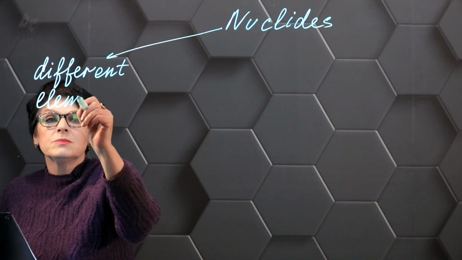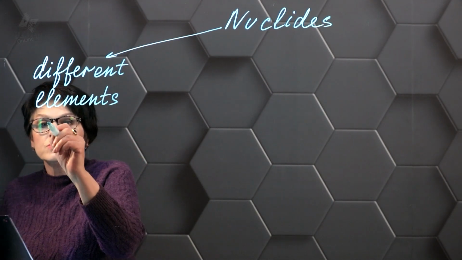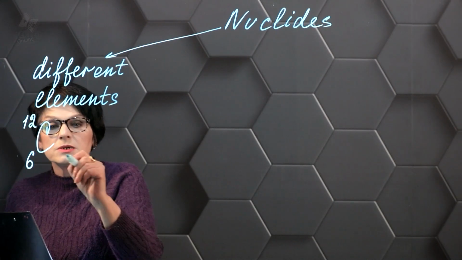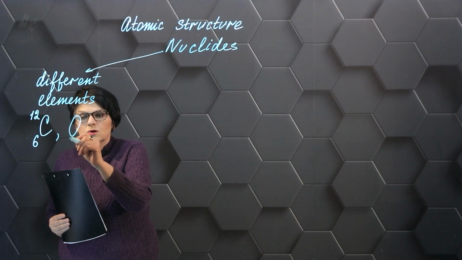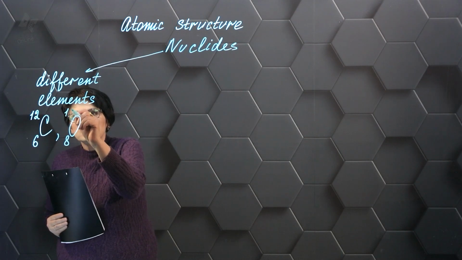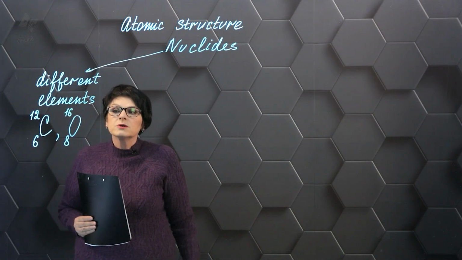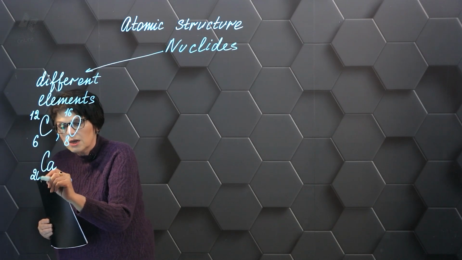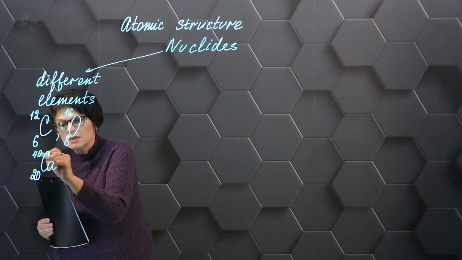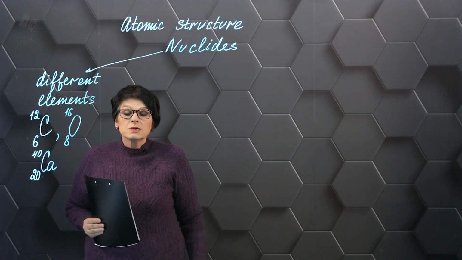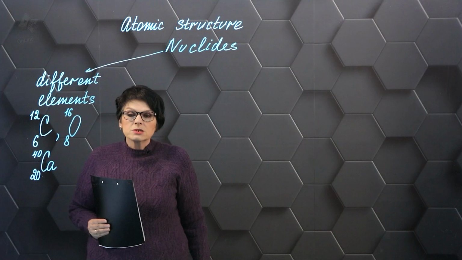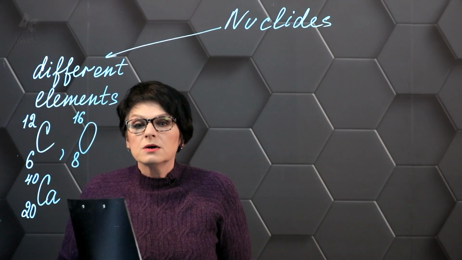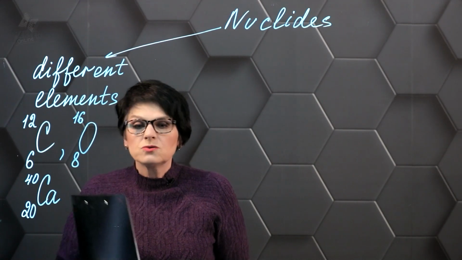Different chemical elements. For example, it could be carbon, which is number 6 and has a mass of 12. Or for example, the element oxygen, which has the number 8 and has, for example, an isotope of 16. Or for example, calcium, which has an ordinal atomic number of 20 and might have a mass of 40. Then it turns out that these are nuclides of different chemical elements, and each of these elements has a certain composition of the nucleus and electrons, that is, a certain number of these particles.